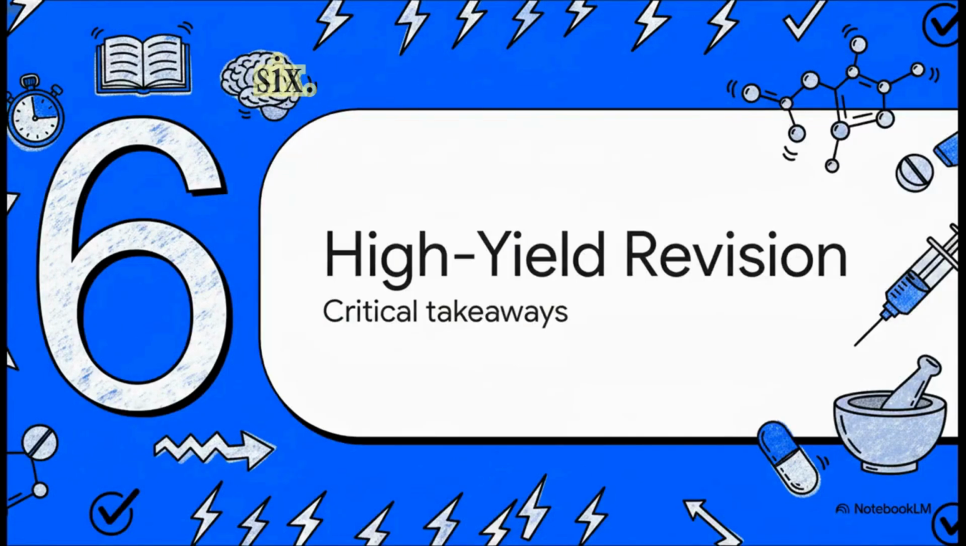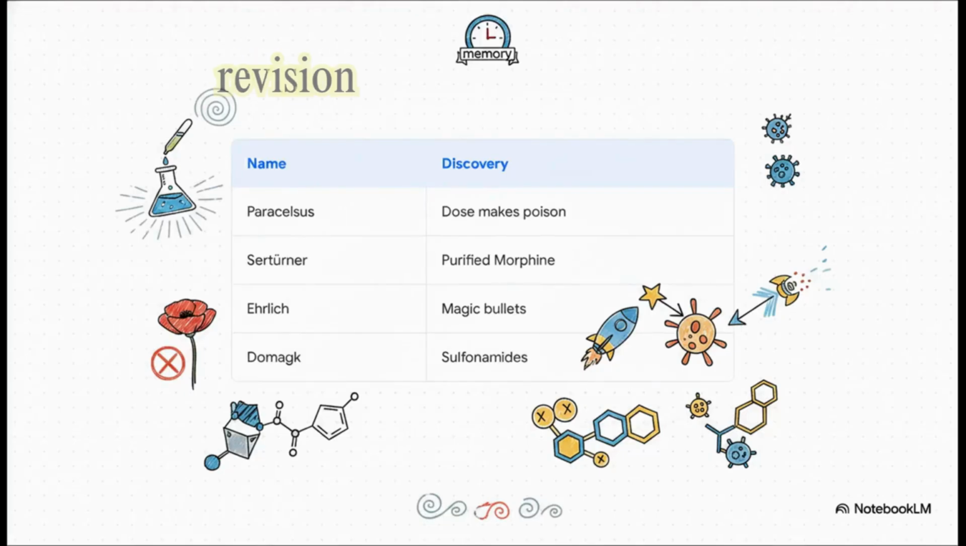All right, Section 6. It's time for our high-yield, last-minute revision. Let's review our critical takeaways. We're shifting into rapid revision mode now. I want you to take a mental screenshot of this quick reference table. You absolutely must know these historical titans for your exams.